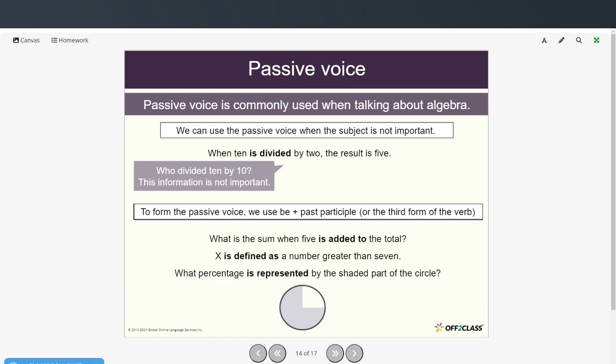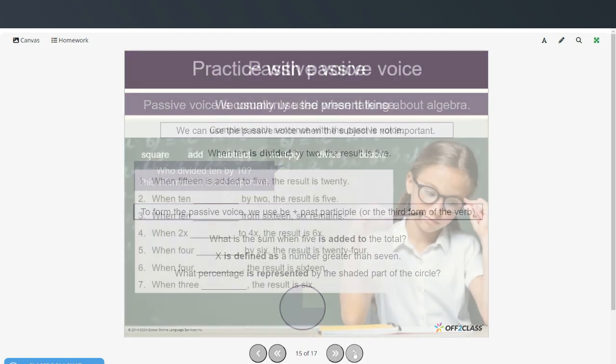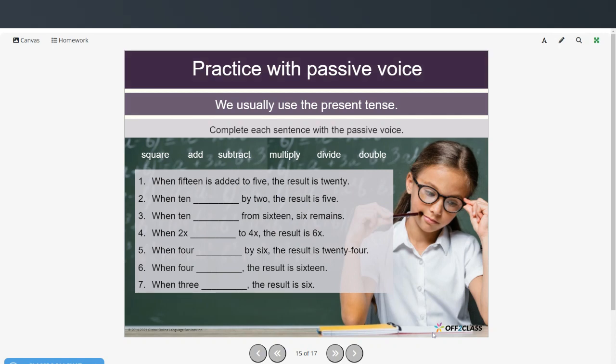So what is the sum when 5 is added to the total? X is defined as a number greater than 7. And what percentage is represented by the shaded part of the circle? Okay, so we usually use the present tense, so complete each sentence with the passive voice using one of these vocabulary words. Again, you can pause the video, try that on your own, and then restart when you're ready to check your answers.